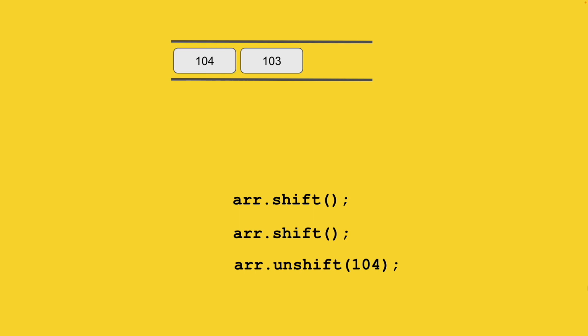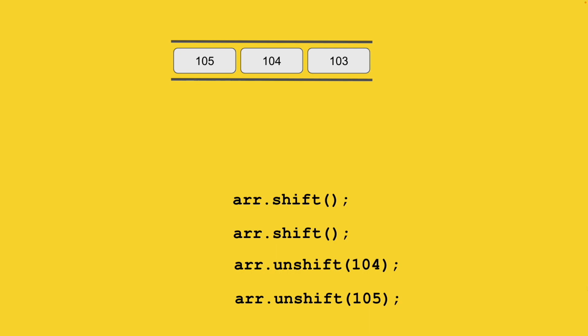Let's try to do unshift for 105. What will happen? Again, the complete array will be moved to the right-hand side and one space will be created at the start of your array. And there 105 will be added like this. So this is how shift and unshift work in terms of the array, doing the operation at the starting of the array.